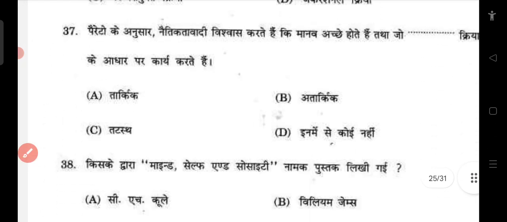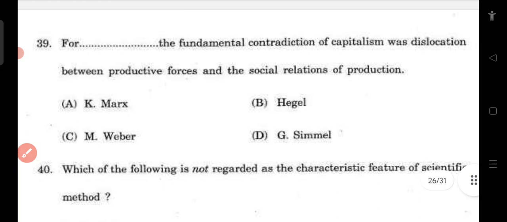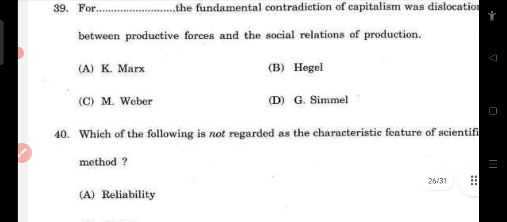Question number 39 is asking, for dash the fundamental contradiction of capitalism was dislocation between productive forces and the social relation of production. So here the answer should be Karl Marx.